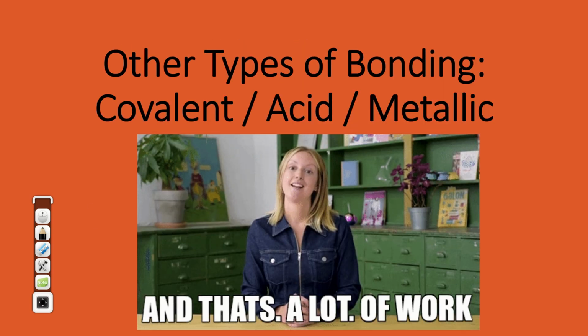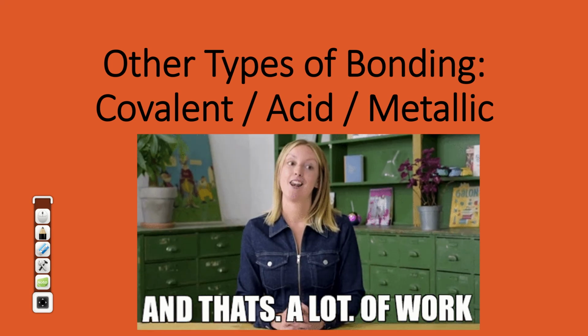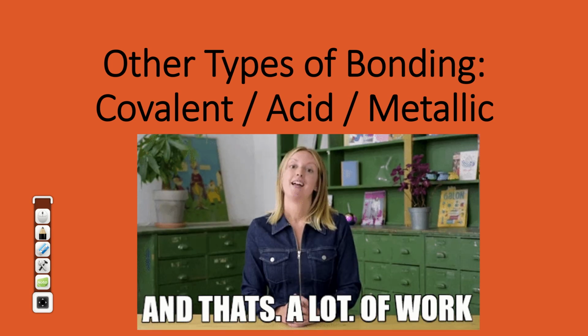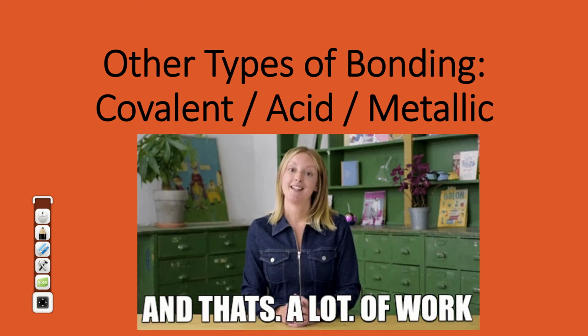And we are looking at all the other types of bonding. So we covered ionic bonding already. We're going to look at covalent, acid naming, and metallic bonding. So yep, we're going to go through quite a bit, but this will move along pretty well, okay?